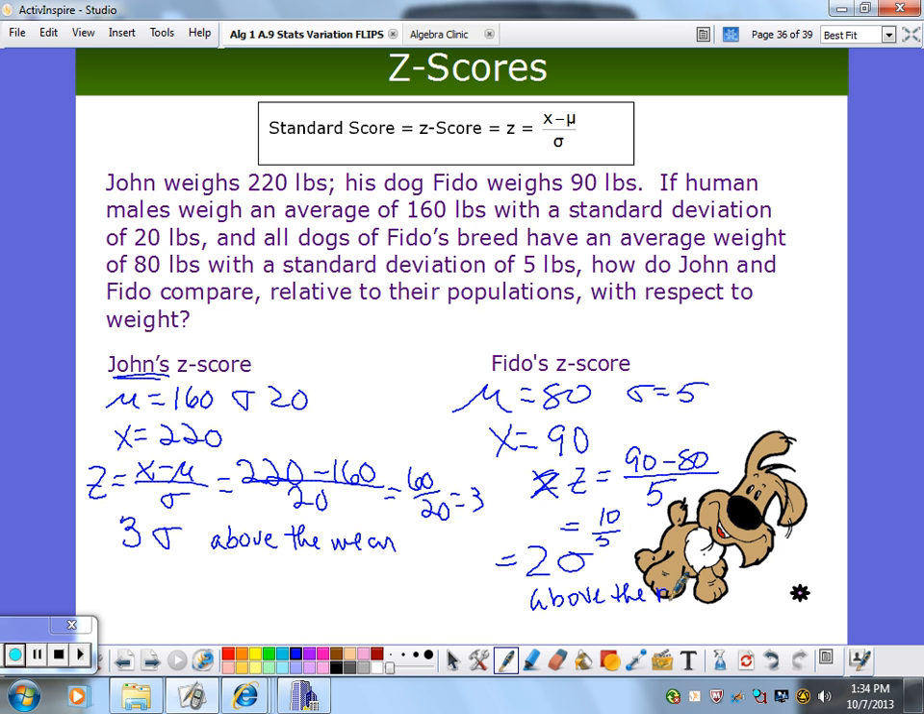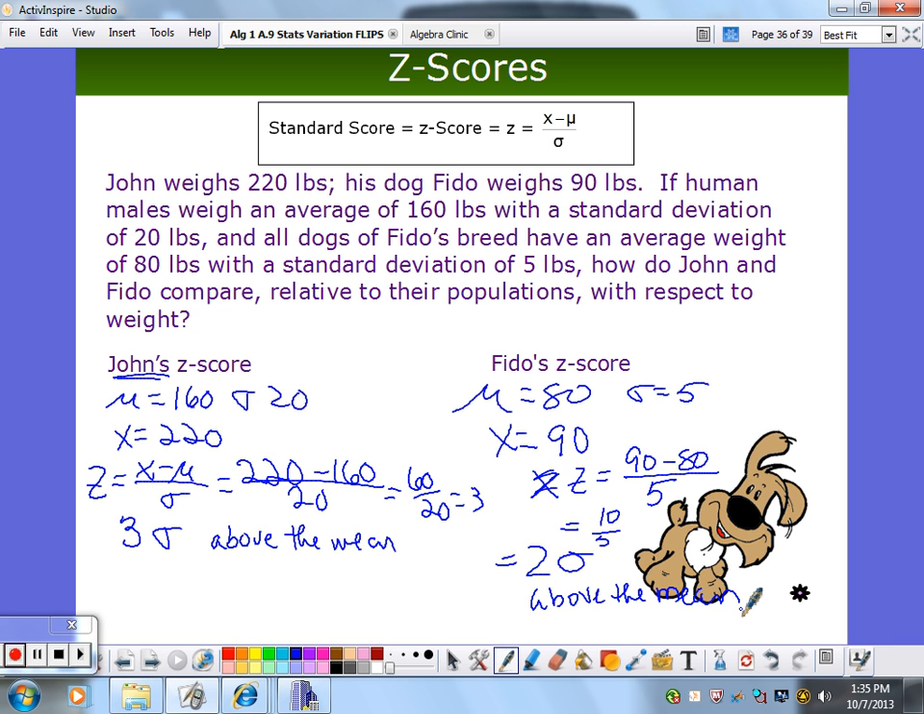So relative to their population, who's in worse shape at first? The dog? What? He's 3 standard deviations above. That's 3 of those marks away from normal. I'm saying normal, average. Whereas the dog is 2 above. Who's in worse shape? The human, right? You don't want to be 3 standard deviations above the mean when it comes to weight, do you? No.